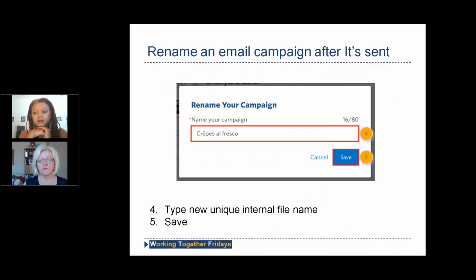When you click on Rename, you're going to be able to rename the Crepes al Fresco campaign. So type in a unique name. You can't type in a name that you've already used before. It's got to be a little unique. So sometimes if I'm using the same name, I may put a different date behind it, or this is version 2 or 3 or 4, whatever the case might be, and then click Save.